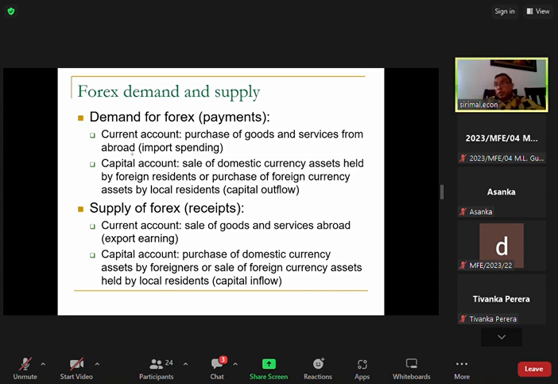Which means actually at the end of the year, it has to be zero. So all the payments are made equal to all the receipts, making the balance of payments deficit or surplus zero at the end of the year. That's what you see in the balance of payment sheet.